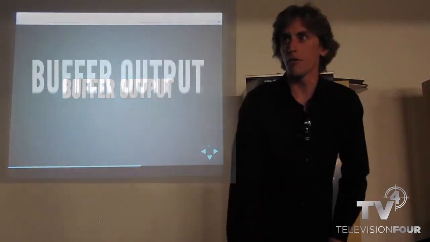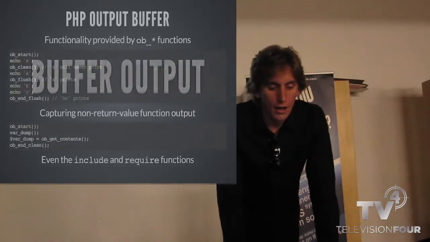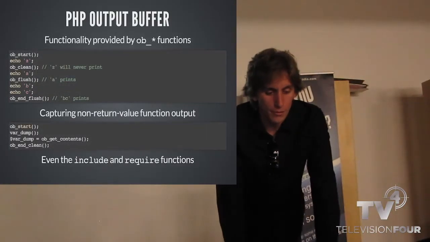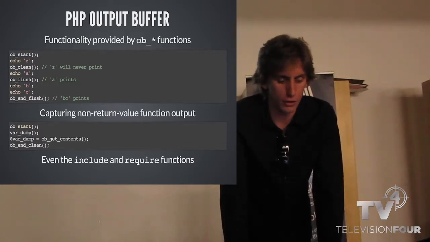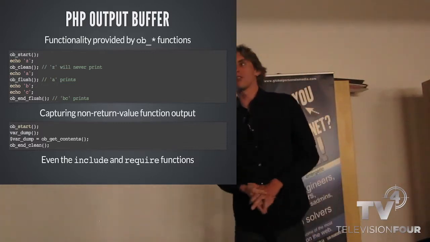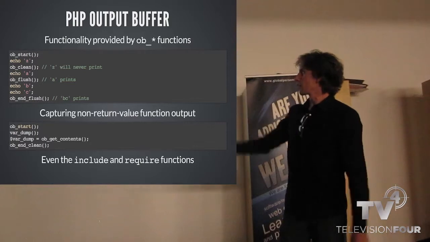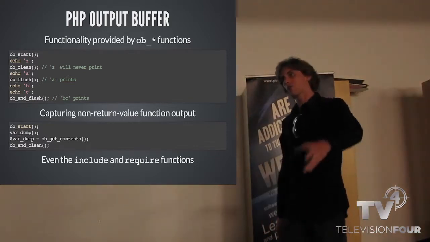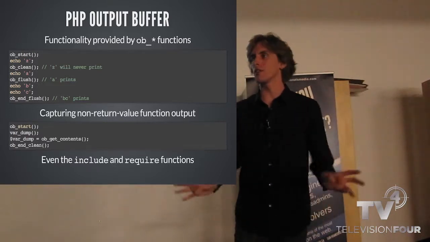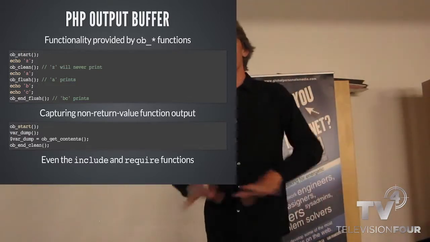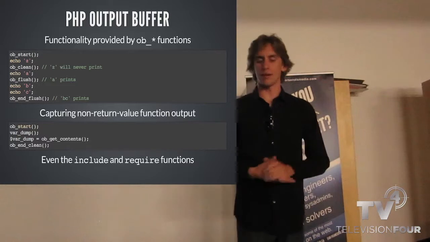Okay, let's talk about buffered output. For those that aren't too familiar, there are a set of functions that are ob underscore this and that, and these are the output buffer functions. For example, in this trivial thing here, we start a buffer, then we echo z, but then we ob clean, and we say, no, skip that. So at that point, z will never print, z just poofed. Z was in the buffer, we dumped the buffer without printing it.